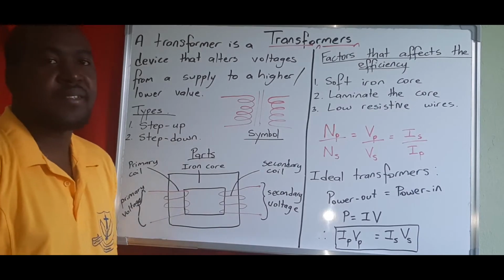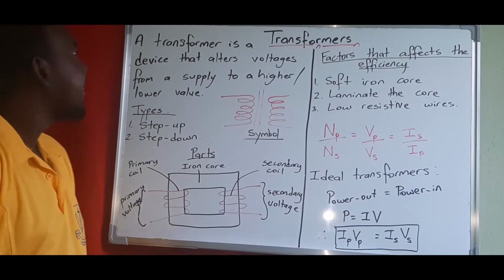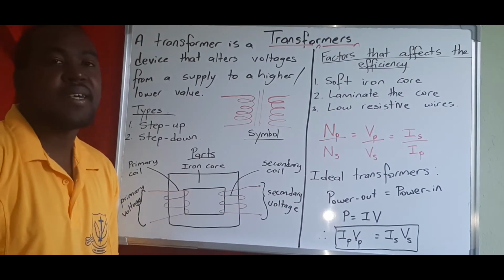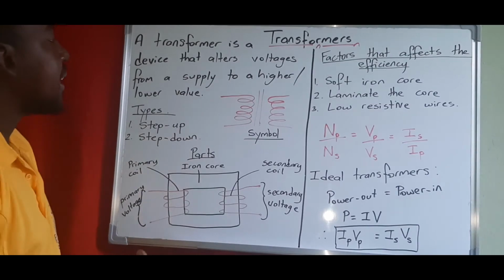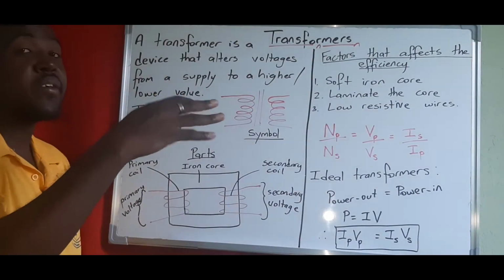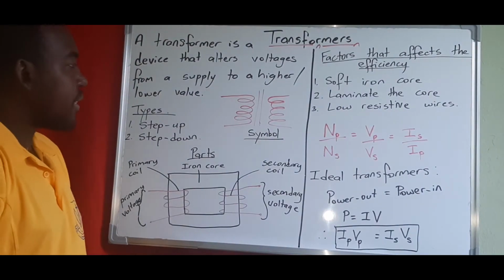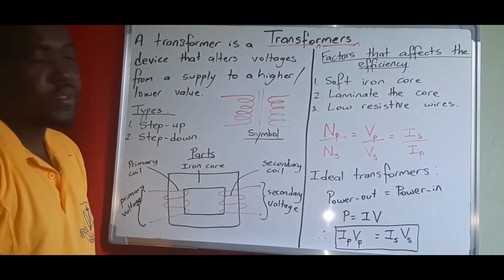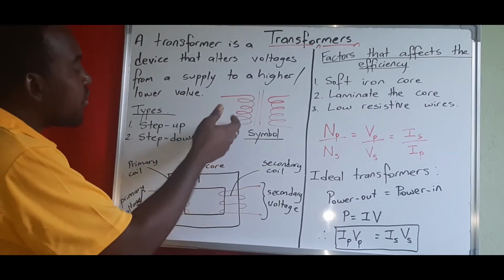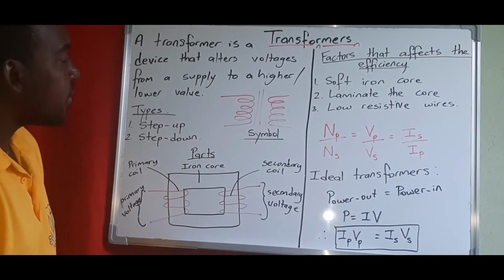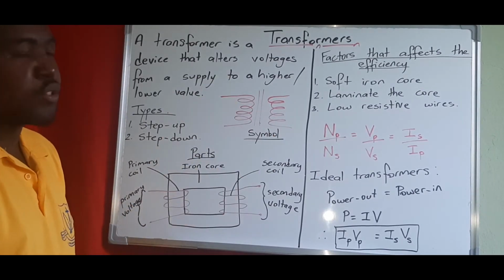Welcome to another lesson. So today we're looking at transformers. A transformer is a device that alters the voltage being supplied to it. That altering can be either it makes it higher or it makes it lower. To represent our symbol for a transformer in our circuit, we normally use two coils, one on the left, one on the right.